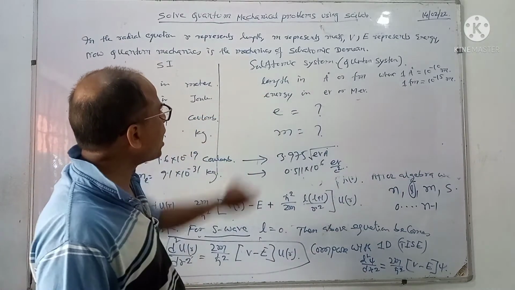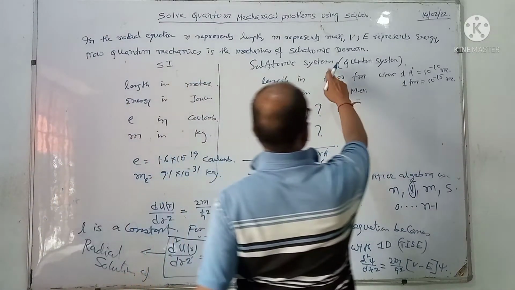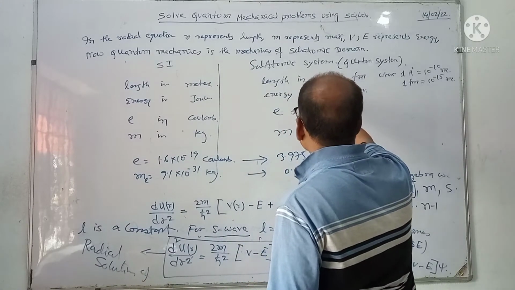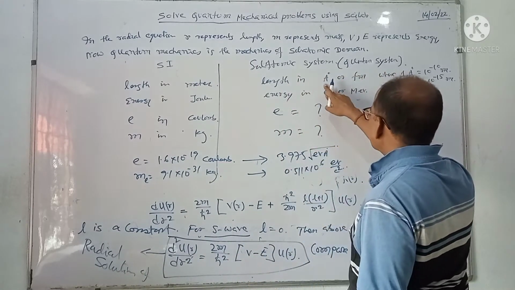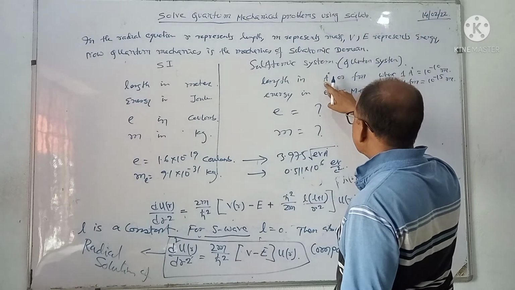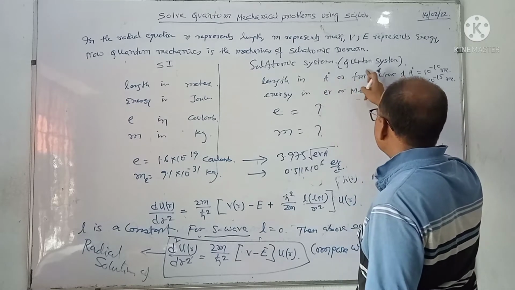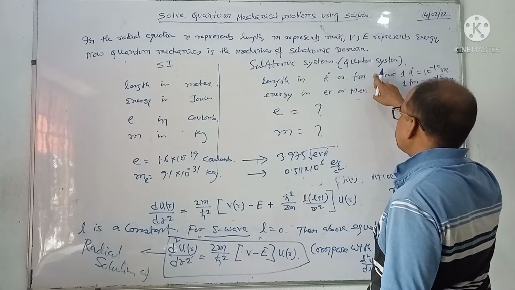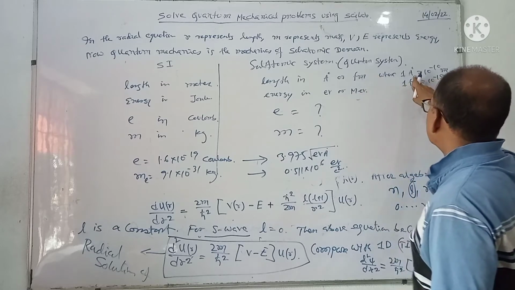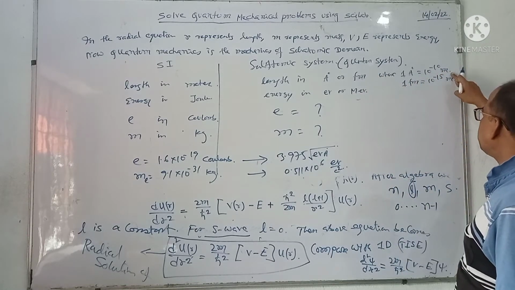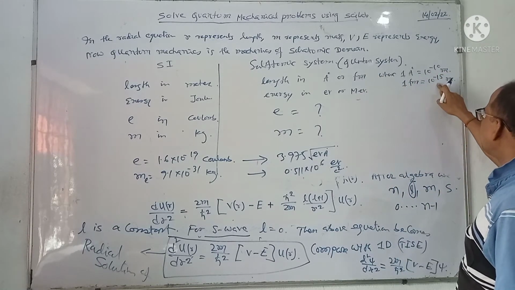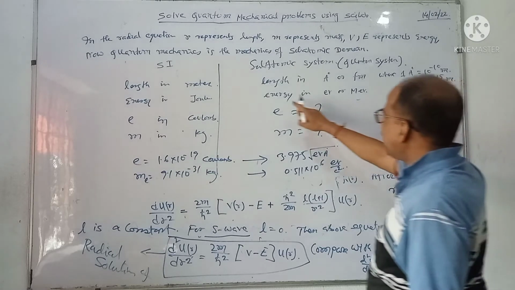But in the subatomic system, at the quantum level, length is measured in angstrom. If it is atomic size, it is angstrom. If it is nuclear size, it is femtometer. Where 1 angstrom is equal to 10 to the power minus 10 meter, and 1 femtometer is equal to 10 to the power minus 15 meter.